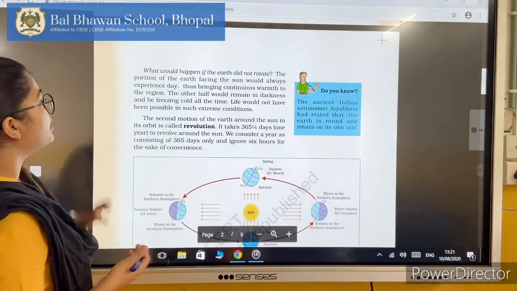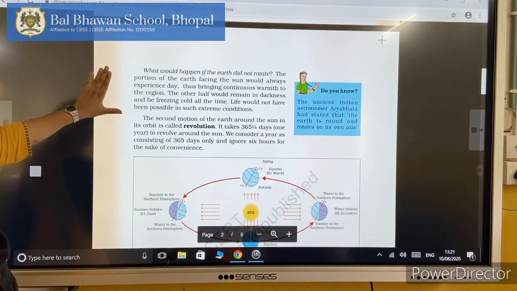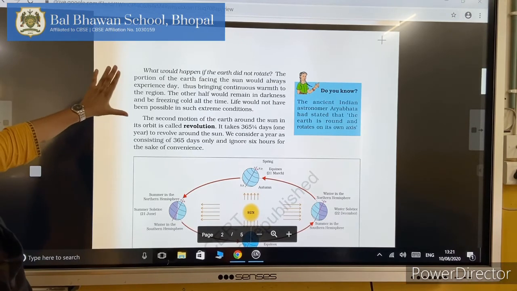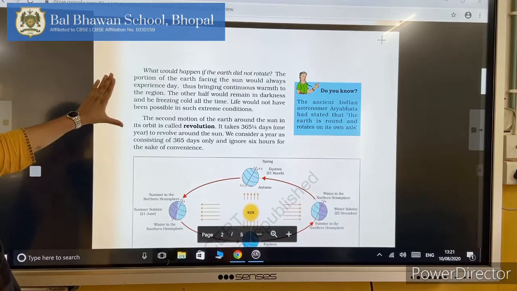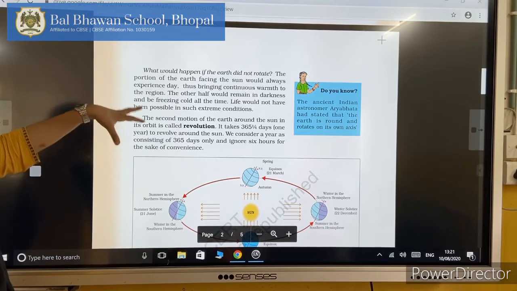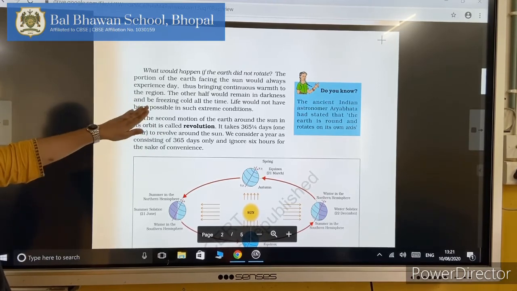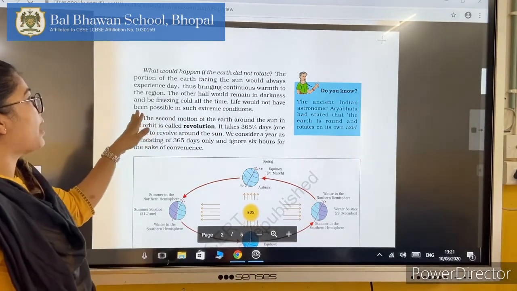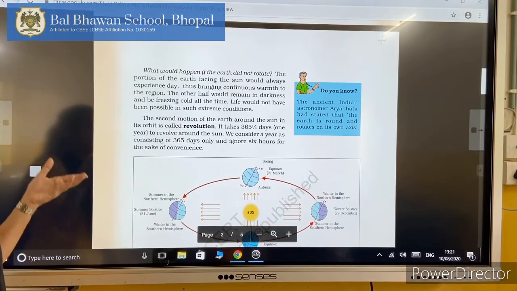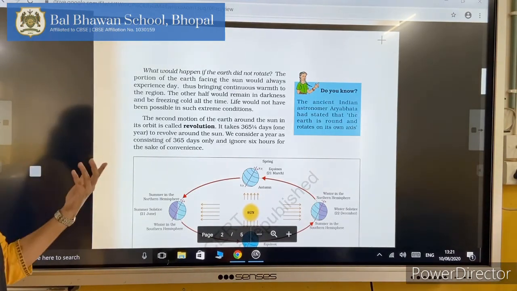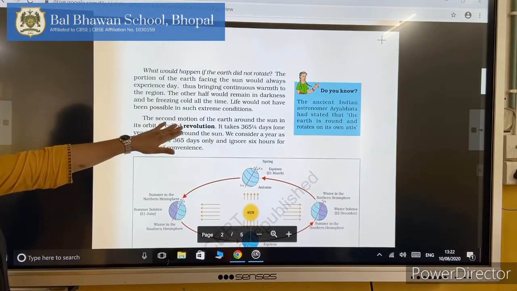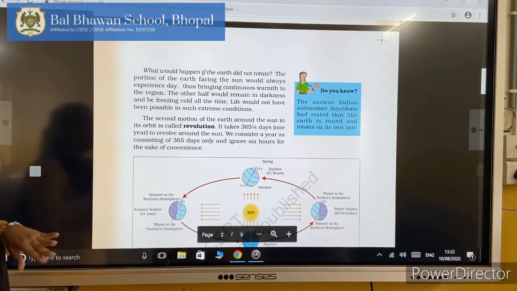So kindly underline this. The portion of earth facing the sun would always experience day, thus bringing continuous warmth to this region. As that particular area is going to experience all the heat, that will cause the warming of the atmosphere and climatic conditions, and the temperature will be very high. The other half would remain in darkness and will be really cold, as you all know that because of sunlight we also get heat. So when the earth does not rotate, the other half of the earth will be freezing cold, and life would not have been possible in both conditions.